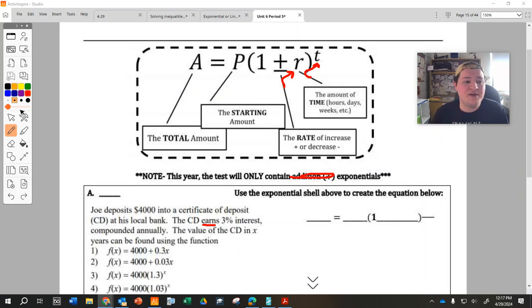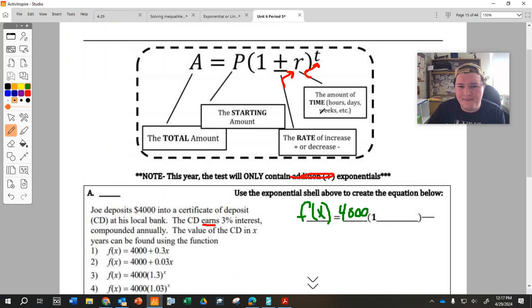Now, looking at all four choices, they all start with f of x. So I'm just going to go ahead and say, well, instead of leaving it as A, I'm going to put it as f of x right now because might as well craft it the right way. First blank, I go up to my shell. That parenthesis is a P. P is the starting amount. So how much is Joe starting this whole scenario with? $4,000. So in that tiny little spot in your books, try and cram in $4,000. Good enough, $4,000.